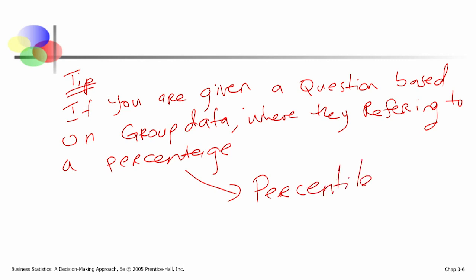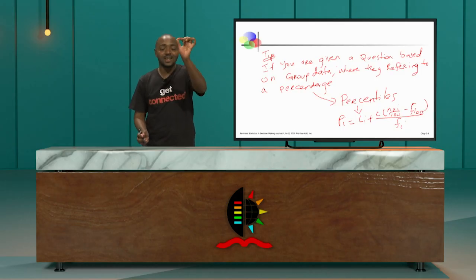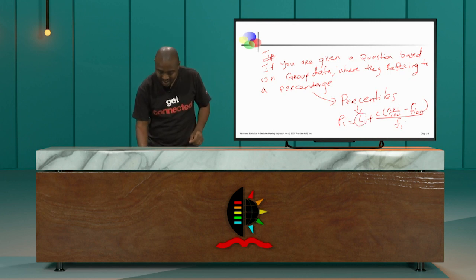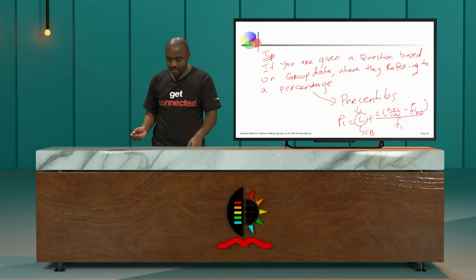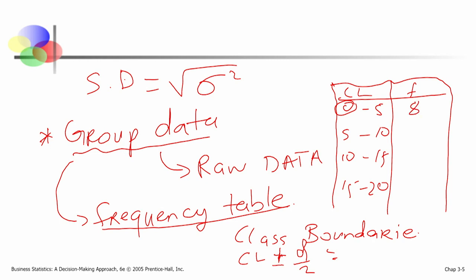Percentiles. Now the formula for percentiles is Pi equals Li plus C of Ni times I divided by 100 minus F less, all divided by Fi, right? Now the reason I'm emphasizing that class limits are different from class boundaries is because this Li here is for the class boundary, not the class limit, right? Okay, so just to go back to this, so if you've got your frequency now, 8, 10, 11, 12, right?